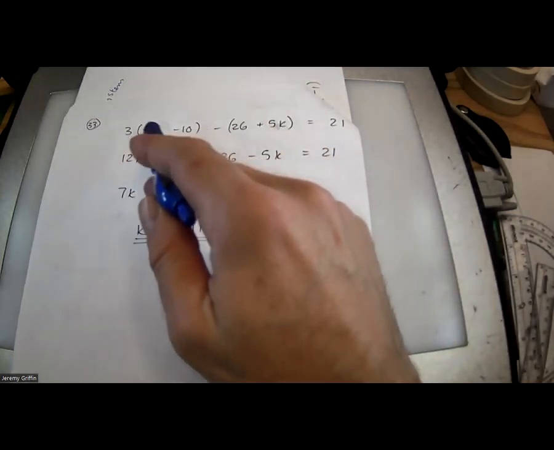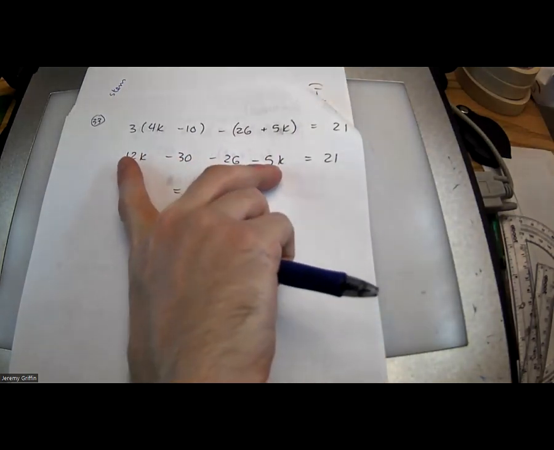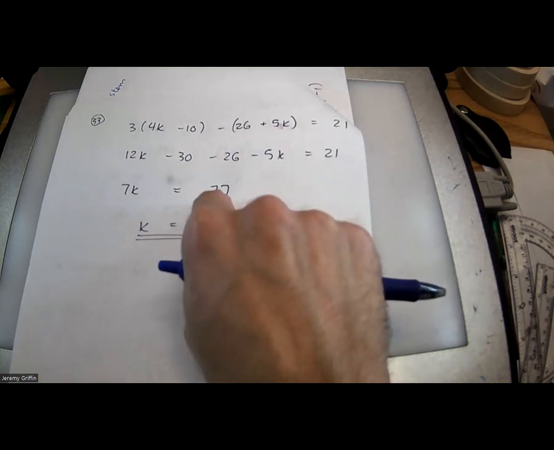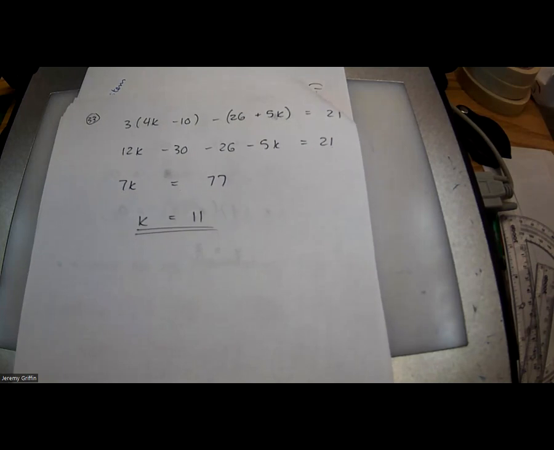Okay? So this one was just: distribute that 3, distribute this negative. Group like terms: 5 terms, 2 of them have the k, tag those together, get 7k. The other 3 are constants, add everything over, 77, divide both sides by 7, k is 11. Okay, so straightforward math there. You guys have seen it throughout this class.